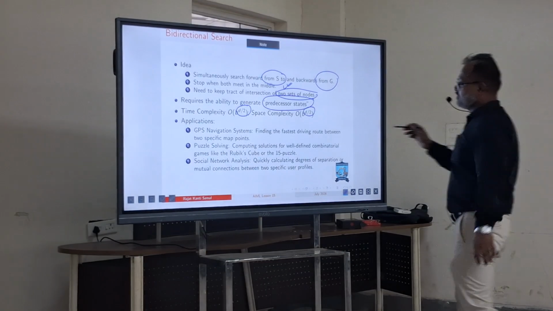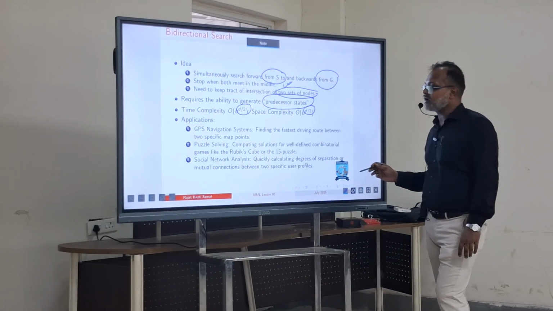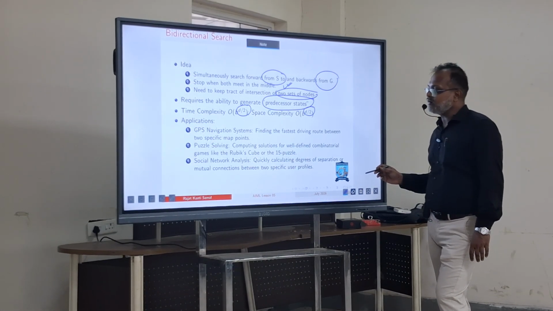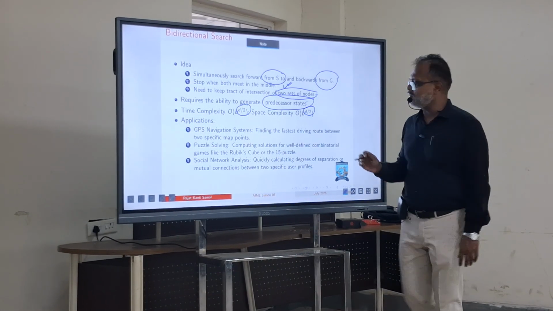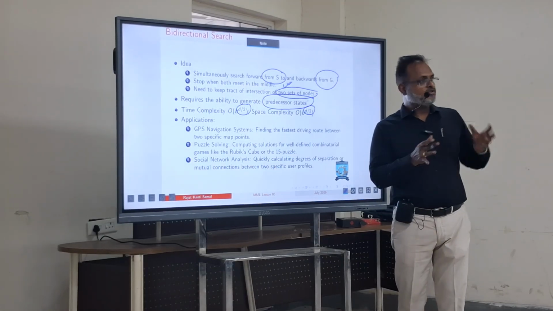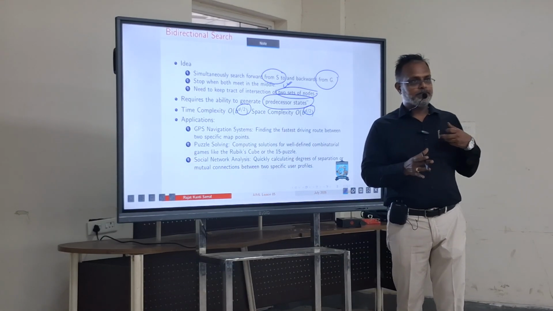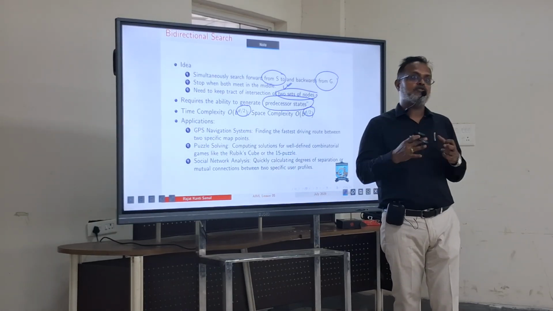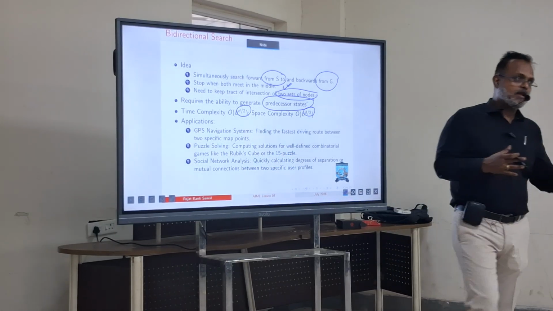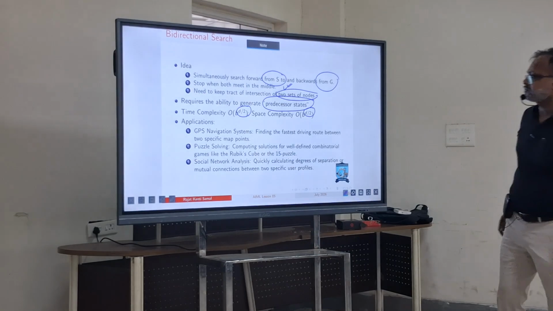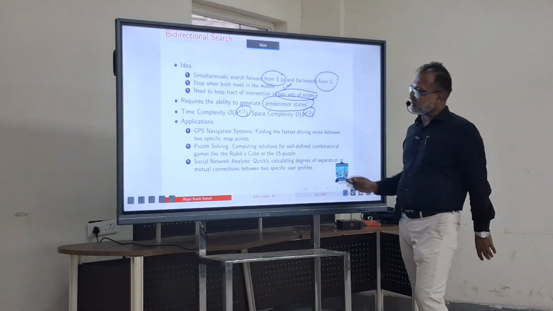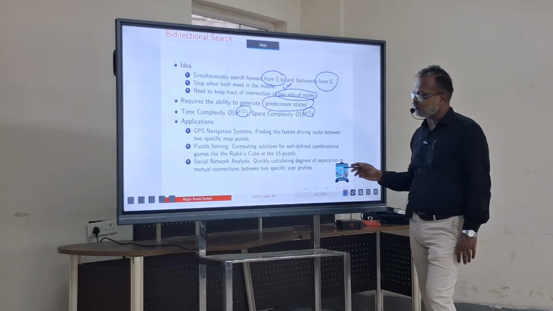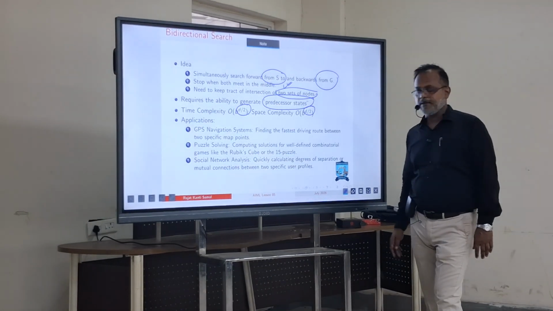GPS navigation system, puzzle solving, computing solutions for well-defined combinatorial games like Rubik's Cube and the 15 puzzle. Rubik's Cube is also, this is intuitive. There are some problems we should solve from both sides, theoretically as well as from the other direction. Social network analysis: quickly calculating degrees of separation or mutual connections between two specific user profiles.